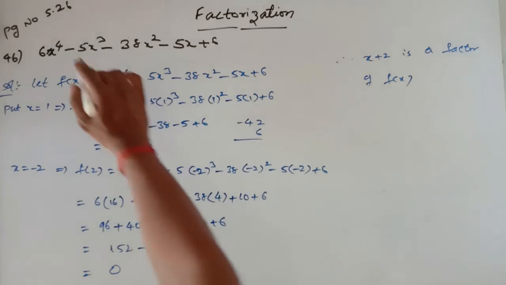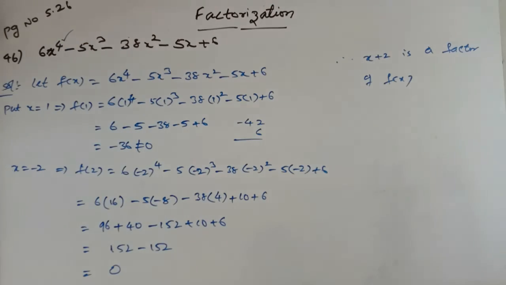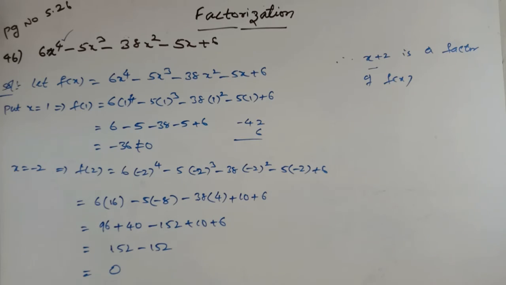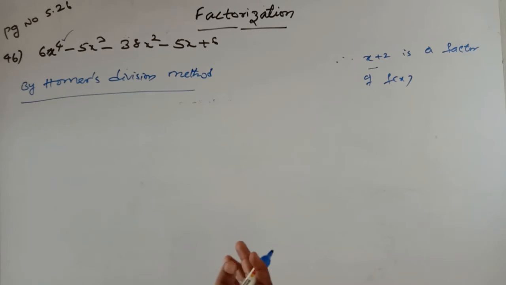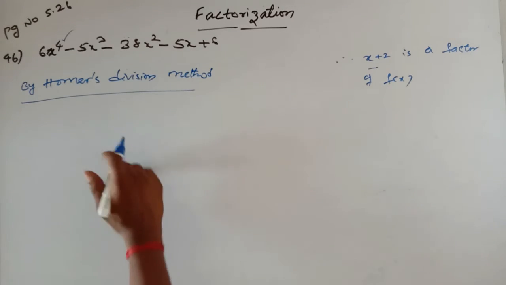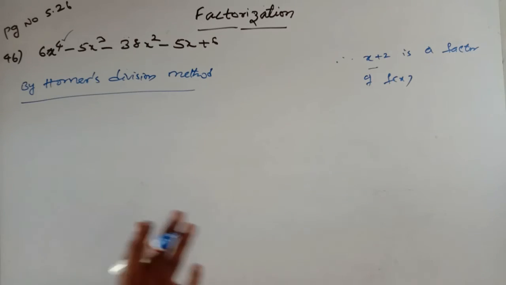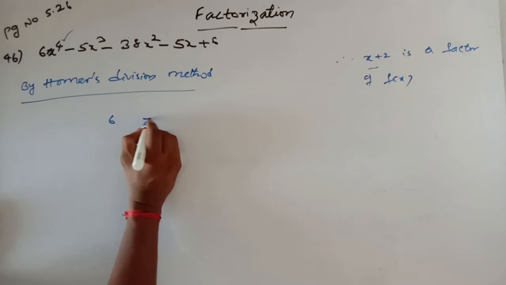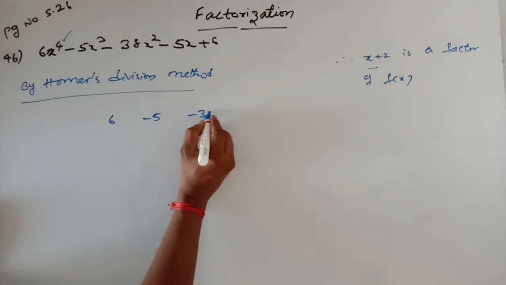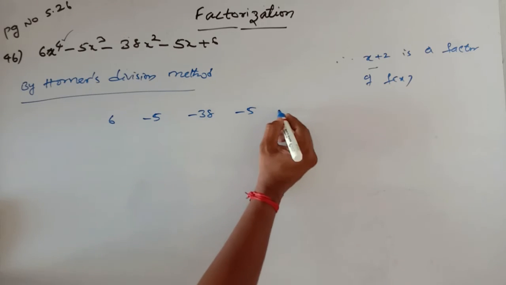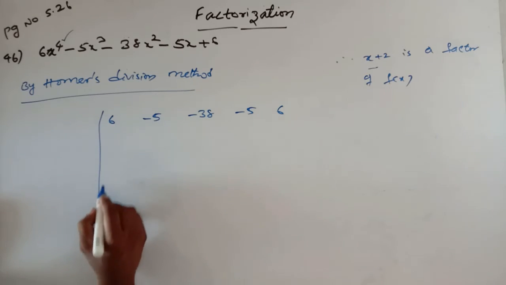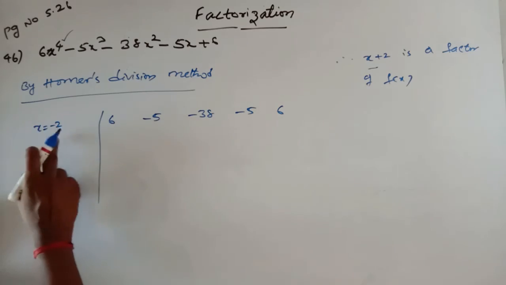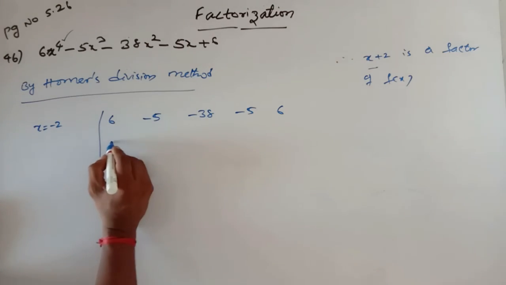Now here the power is 4, so I am going to get 4 factors. Now I got one factor. The remaining 3 I am going to find. So I am going to find the remaining factors by Horner's division method. Here I am going to take only the coefficients, that is 6, minus 5, minus 38, minus 5, plus 6. Now x is equal to minus 2 because x equal to minus 2 is a factor. Now here 0 I am taking.